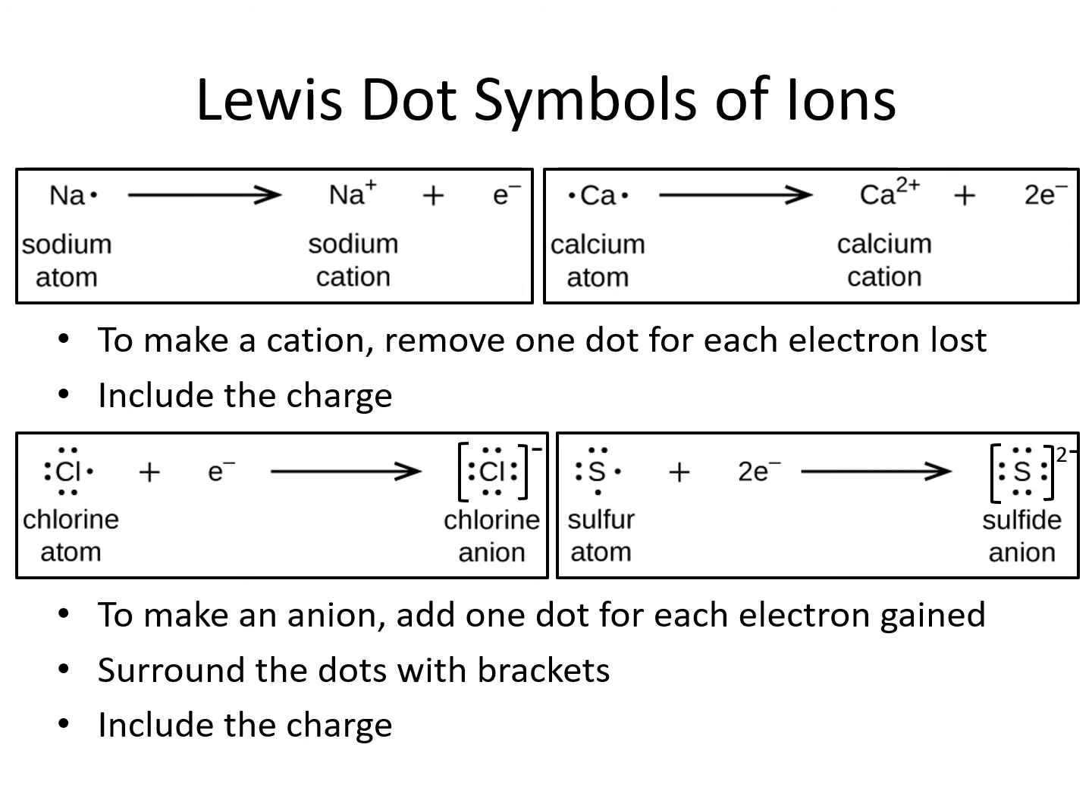The calcium atom loses both of its valence electrons when it makes the calcium ion. Both dots go away, we add the charge, and get Ca2+ for its Lewis dot symbol.